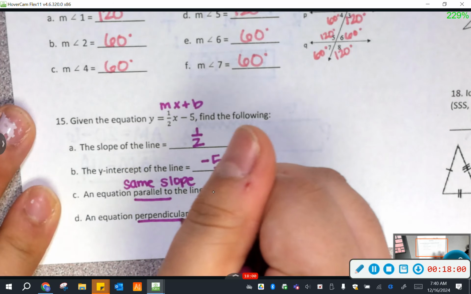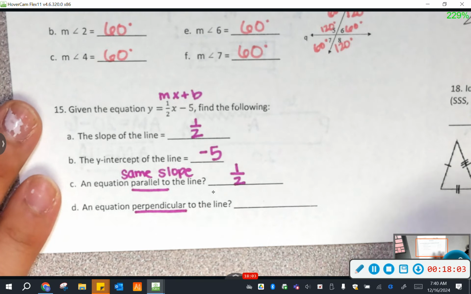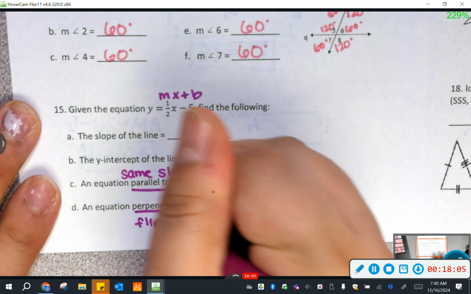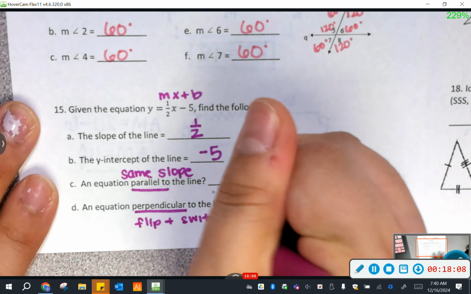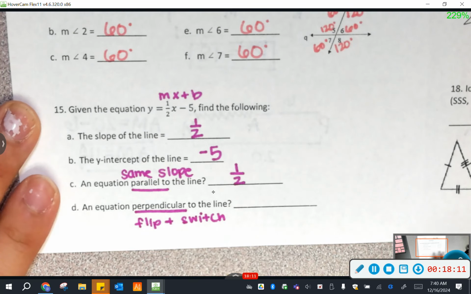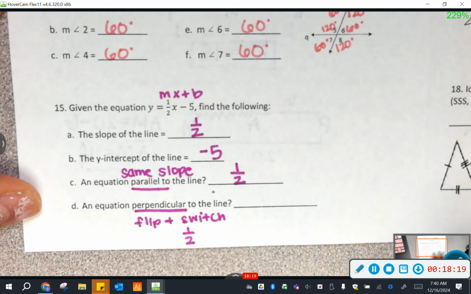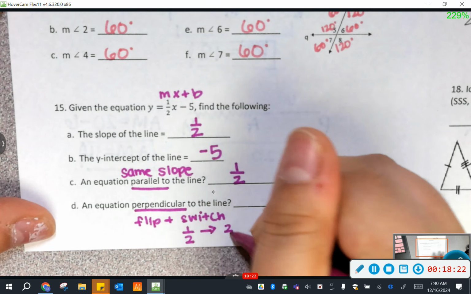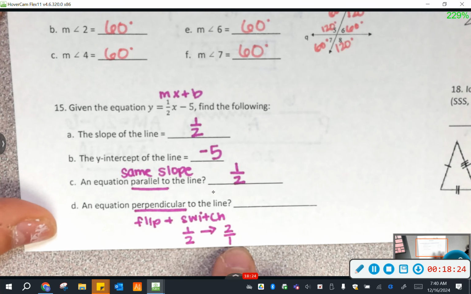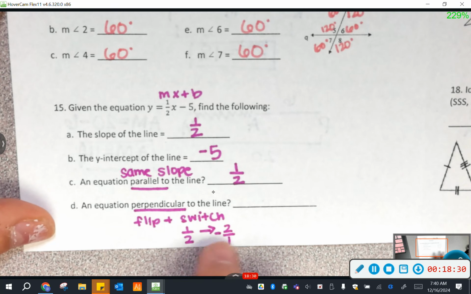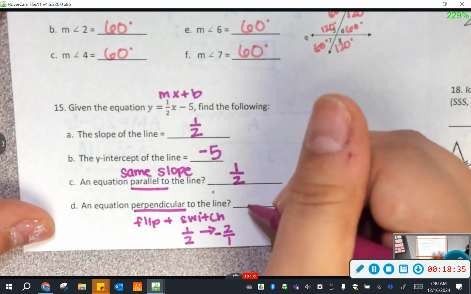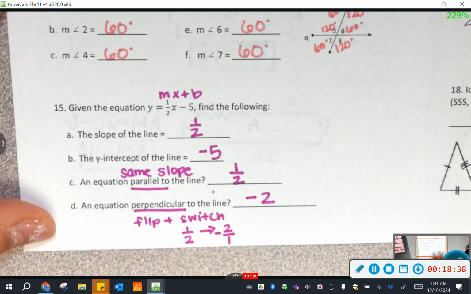What does perpendicular mean? Flip and switch. How do I flip and switch 1/2? Flip 1/2, what does it become? 2/1. And it's positive, what is it going to become? Negative. So I flip the fraction, switch my sign. What is -2/1? -2.